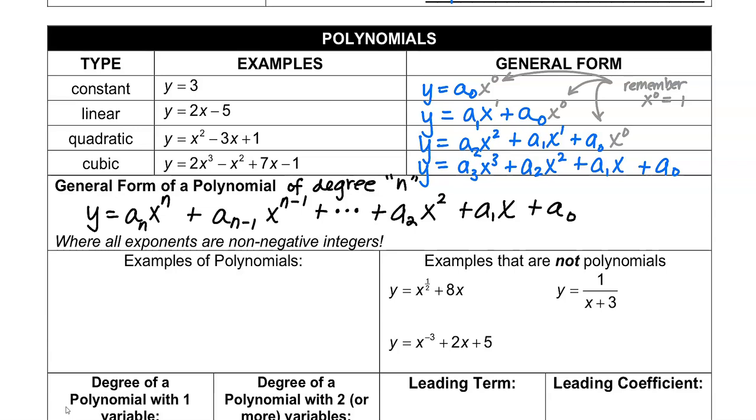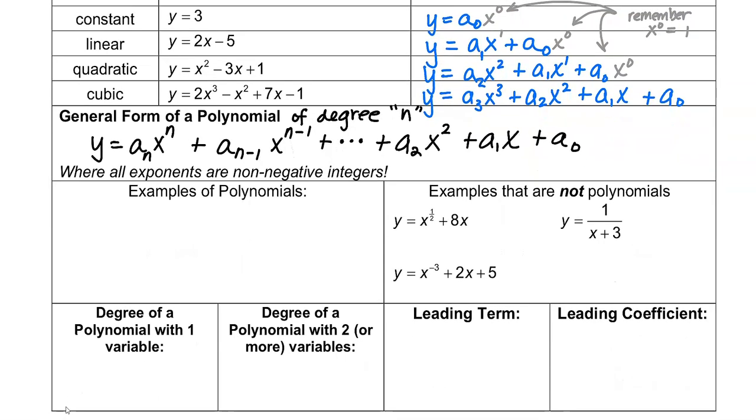Okay. Is the general form as overwhelming as it can feel? No? Yes? Okay, so you can see here, I have this statement now. It says where all exponents are non-negative integers. Uh-oh. Okay, wait. So non-negative, what in the world does non-negative mean? Okay, not negative, right? What numbers are not negative?